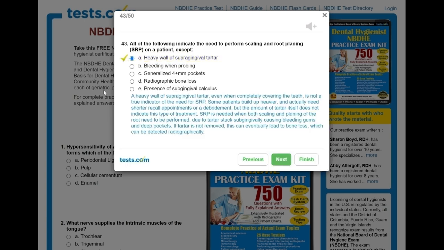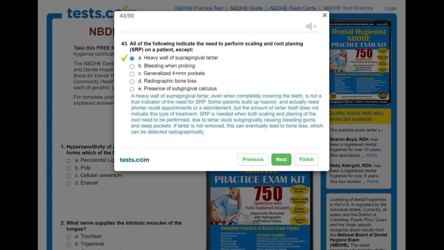A. Heavy wall of supragingival tartar. A heavy wall of supragingival tartar, even when completely covering the teeth, is not a true indicator of the need for SRP. Some patients build up a heavier amount and actually need shorter recall appointments for a debridement, but the amount of tartar itself does not indicate this type of treatment.